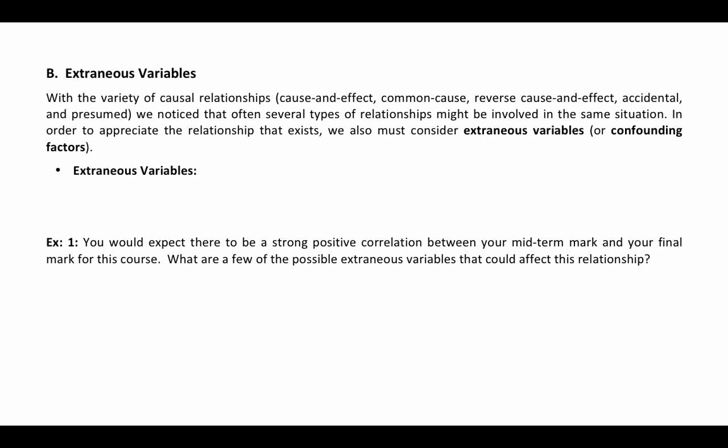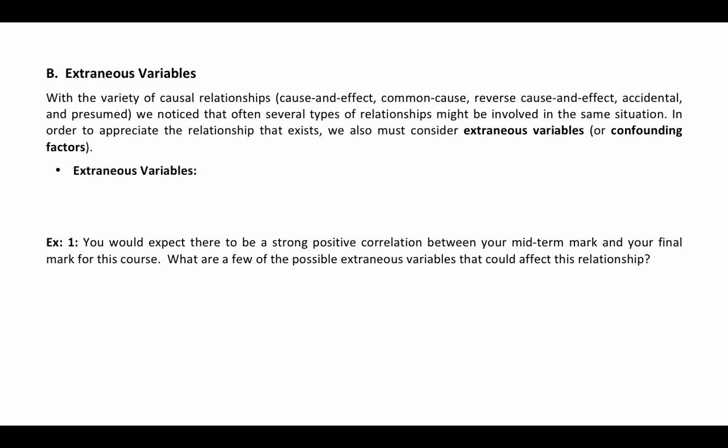Okay, so we'll talk just briefly about extraneous variables. Extraneous variables are really things that are going to get in our way. So we've talked about a variety of causal relationships. We've looked at cause and effect, common cause factors, reverse cause and effect, accidental, presumed. And we've noticed that several types of relationships might be involved in the same situation. So we really do have to consider extraneous variables.